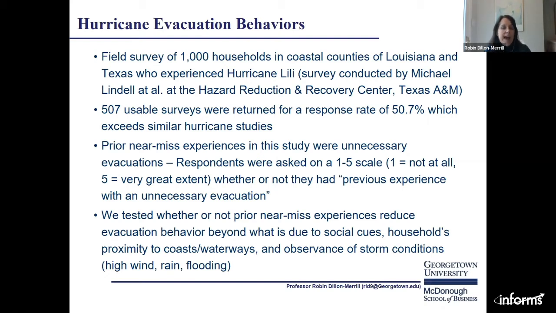And so we considered that in this research to be prior near-miss experience. So if you had had previous experience with an unnecessary evacuation, that's what we wanted to find out, how that would then influence your future evacuation behaviors. And so we tested whether or not this prior near-miss experience reduced evacuation behavior beyond what is due to social cues, household proximity to coasts and waterways, and observance of the storm conditions, high wind, rain, and flooding, which were other variables that they did ask in the survey, and which have been shown to influence people's evacuation behaviors.